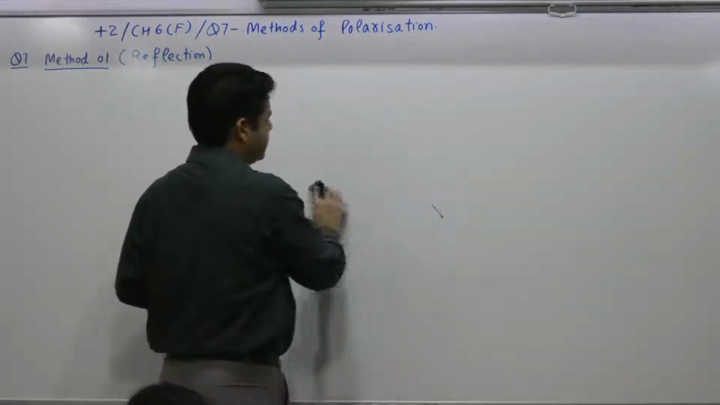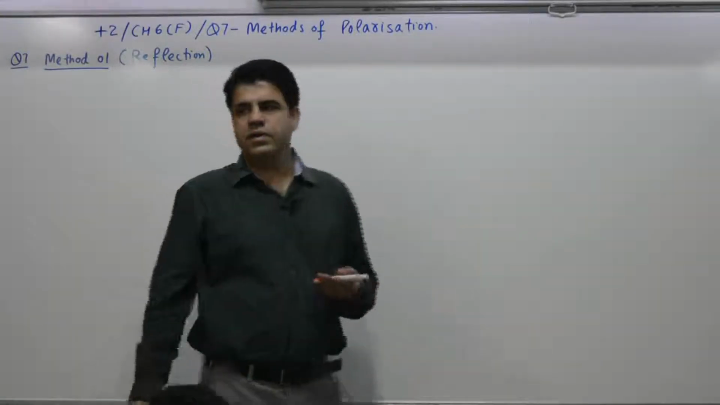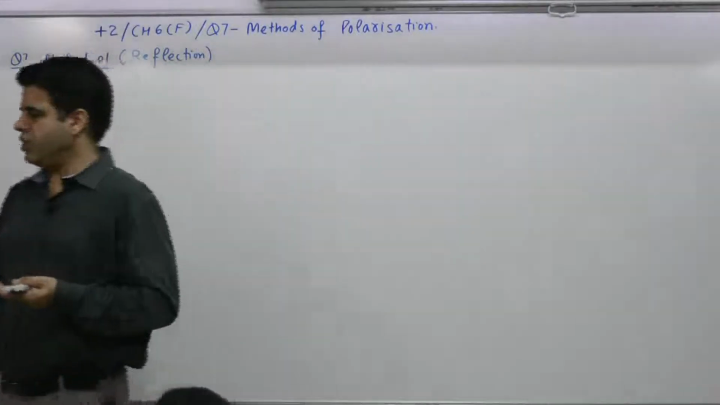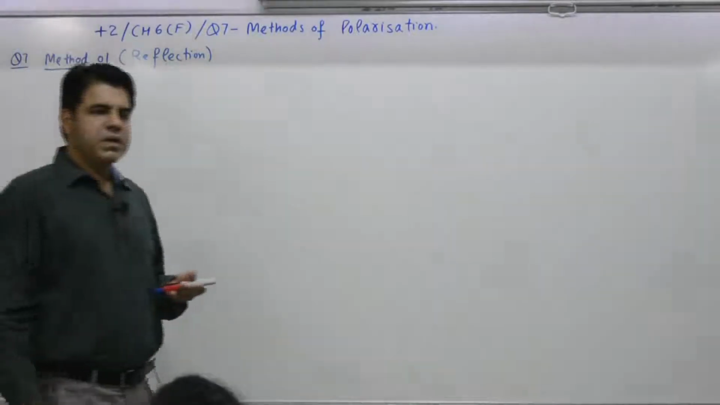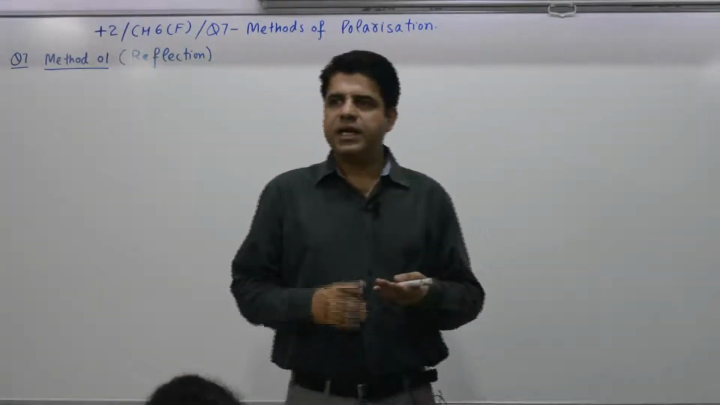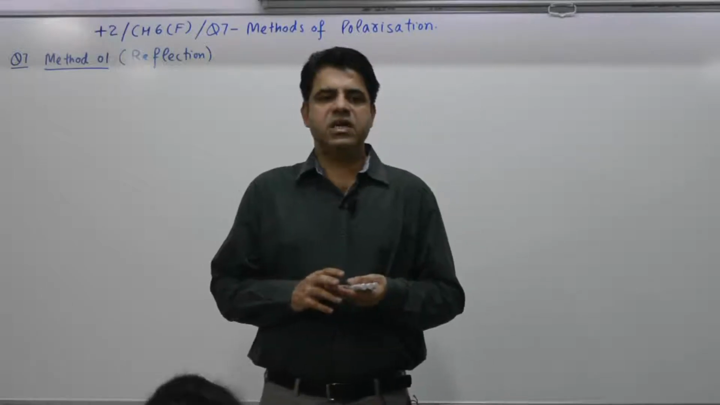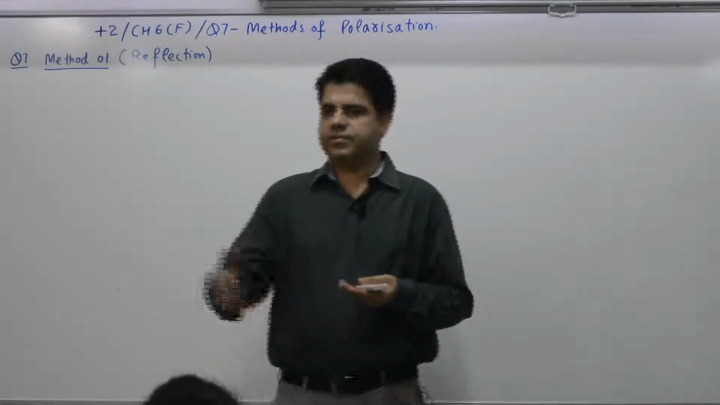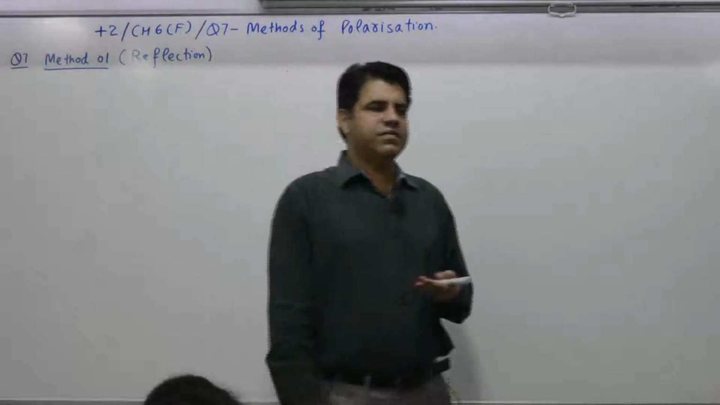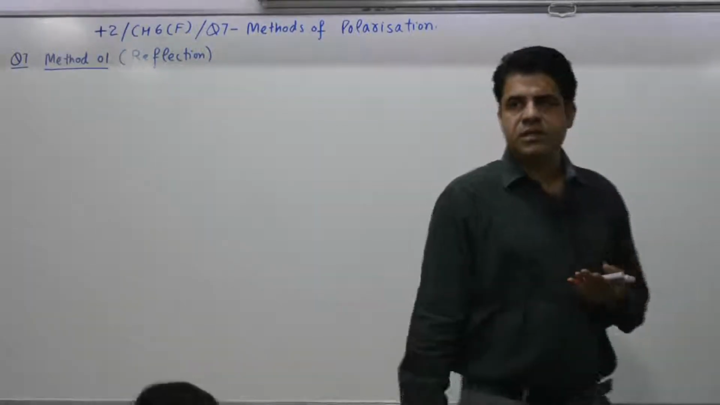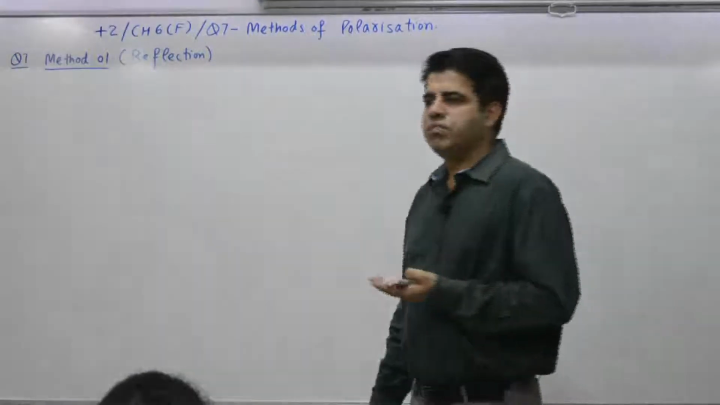Question number 7 deals with what? Methods of getting polarized light. What is given is unpolarized light, and you want to change it to polarized light.